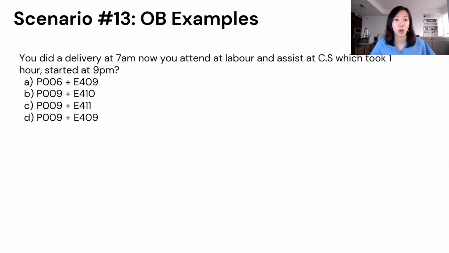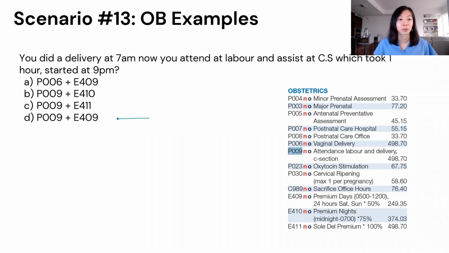All right, let's do another OB example. Let's say you did a delivery at 7 a.m. and now you attend labor and assist at C-section, which took 1 hour, started at 9 p.m. Note that for this question, it's specifically asking what you would bill for this labor and assist. Pause the video, write down your answer, and the answer is D.